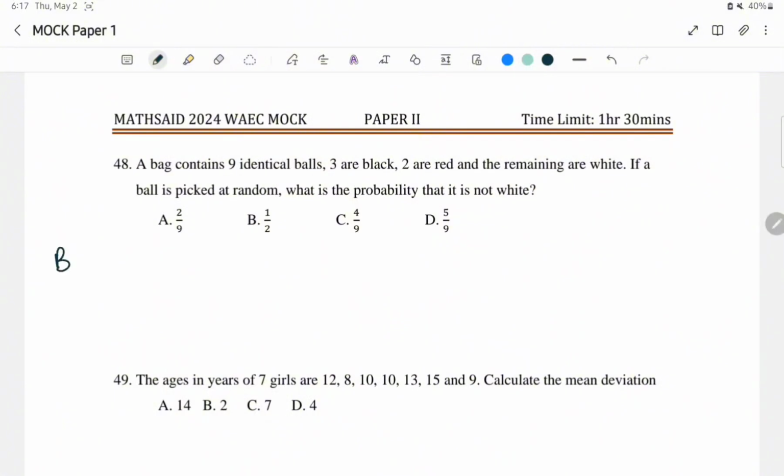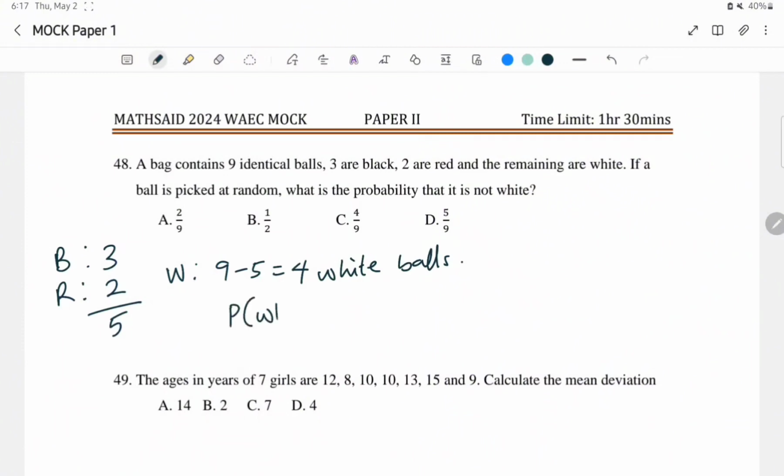The number of black is 3. The number of red is 2. That means that's 5. And we have 9 in total. That means the number of white balls is simply 9 minus 5, which is 4. So we have 4 white balls. So what's the probability of picking a white ball? It is simply 4 divided by 9.